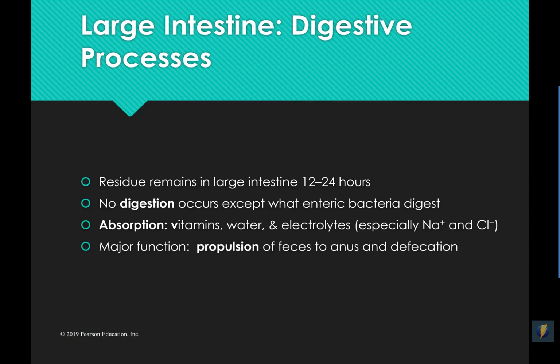In terms of the processes that go on inside the large intestine, there really isn't any digestion that occurs here except what the gut bacteria do. By this point, most of your food itself has been digested and absorbed by the small intestine. There is some absorption of vitamins, electrolytes, and water that takes place in the large intestine. So this is our last chance to wring whatever little bit of water out of our juices and our food and our drinks that we can. And so the large intestine acts like a big old drying oven.